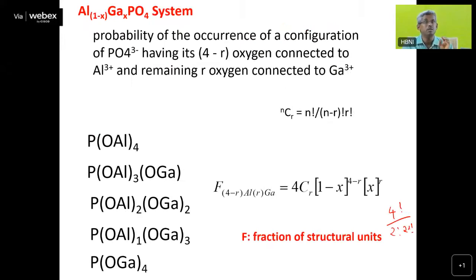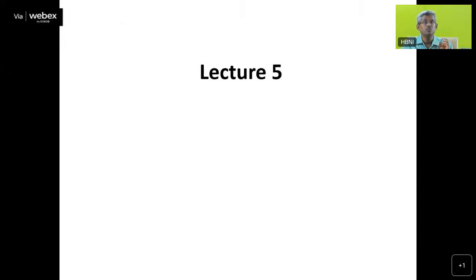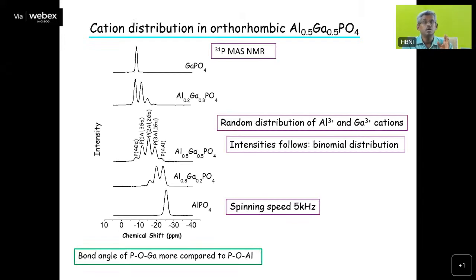I am going to give one assignment, and the assignment is like this. You have to calculate for other compositions. For example, if I have a composition of aluminium 0.1, gallium 0.9, PO4, which I have not shown the NMR pattern, can you predict the typical intensity pattern for phosphorus with all 4 gallium as next near neighbors, with one aluminium and 3 gallium as near neighbors, 2 aluminium, 2 gallium, 3 aluminium, 1 gallium, and 4 aluminium as near neighbors? It can easily be predicted.